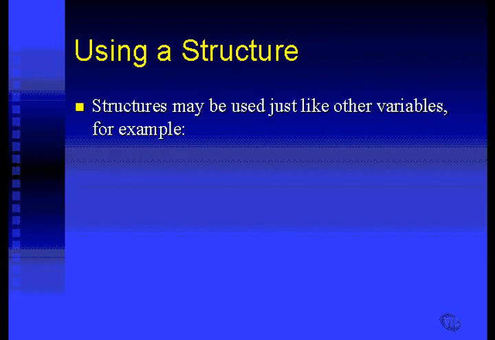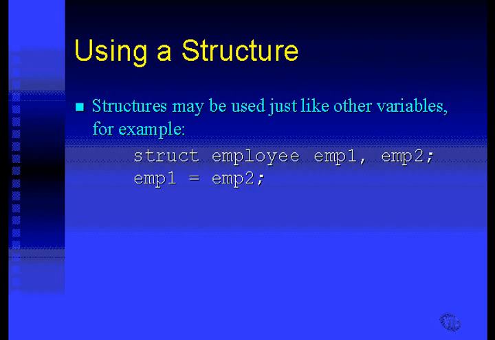Structures are used just like other variables, and this is how you go about declaring a variable to be of type structure. You would say struct employee, and then the name of the variable that you want to create, say emp1, comma emp2, would create us two new employees called emp1 and emp2. Now if you replace the words struct employee there with the word int, then you would be creating two variables, emp1 and emp2, which would both be integers. But now we're doing exactly the same thing, except instead of creating integers, we're creating employees. And you can assign one to the other as you might expect.